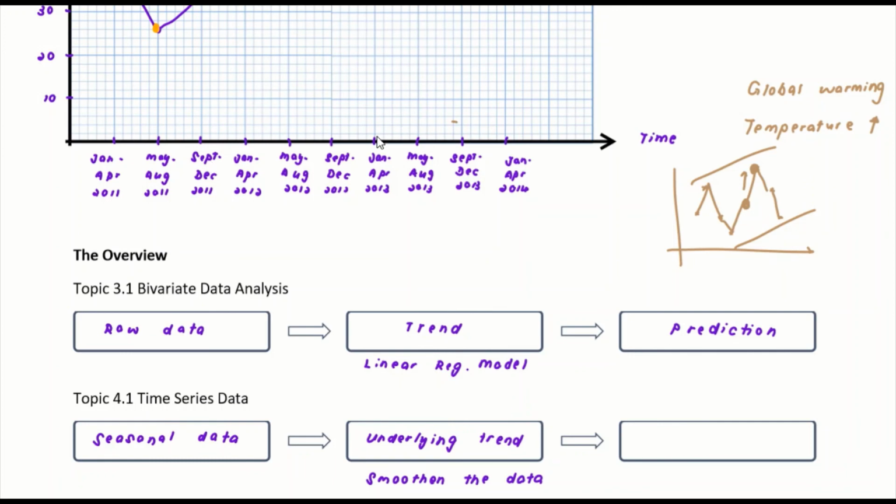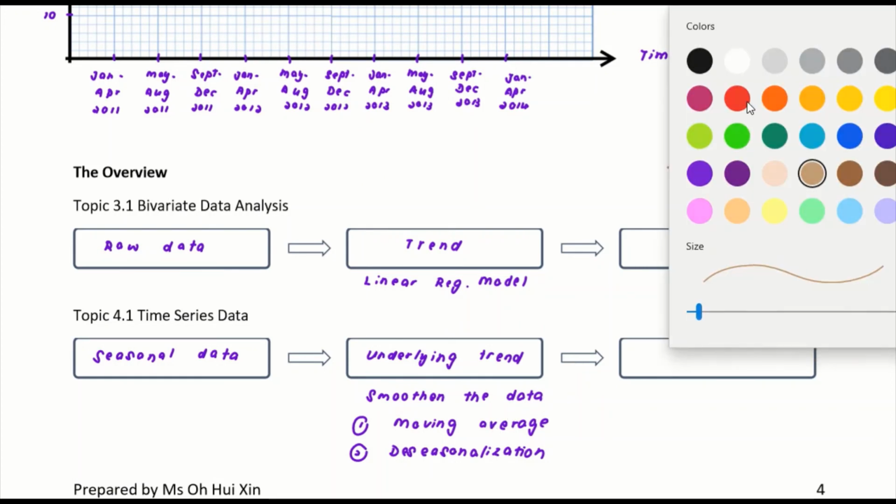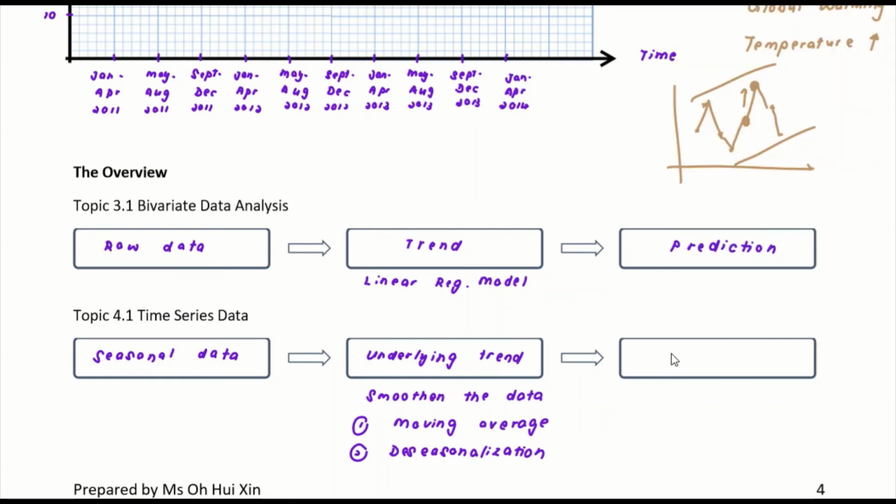Or in other cases, maybe we can talk about quarters or months. So we try to remove all this seasonal effect from the data. Then from there, we'll be able to look at the trend. Then we can proceed to smooth the data, and from the data that we smoothed, we try to do prediction.